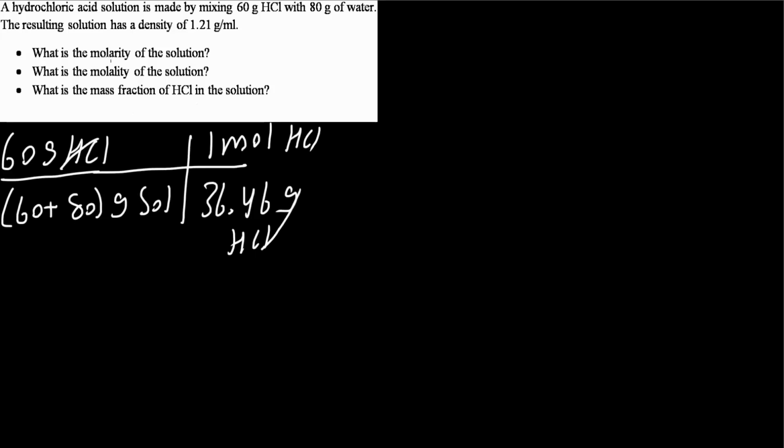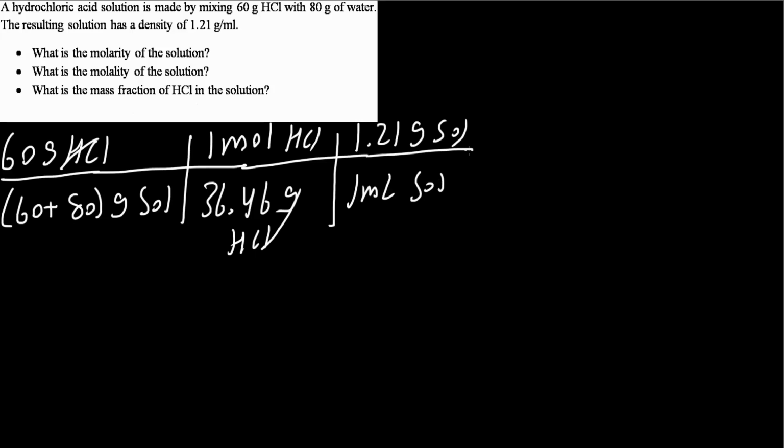For molarity, it's going to be moles of HCl divided by liters of solution. So this is where density will come into play. We can say that 1.21 grams of solution would make 1 mL of solution. Next we need to convert mL into liters, and we know that 1,000 mL makes 1 liter. Let's check everything. Grams of solution cancel, mL cancel, and we finally get moles of HCl divided by liter, which is molarity.